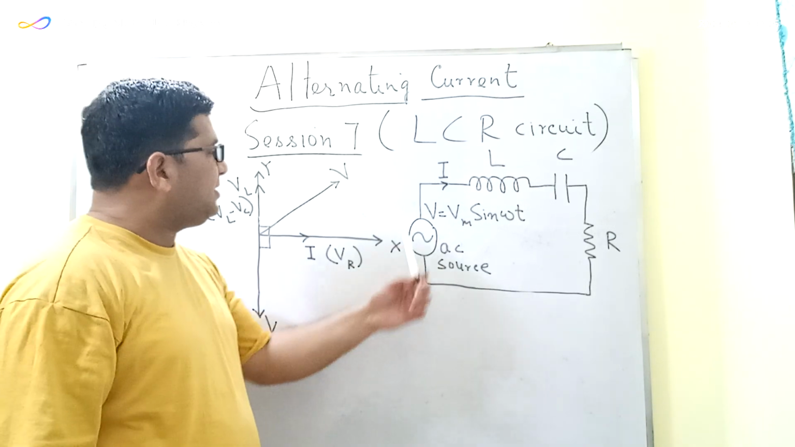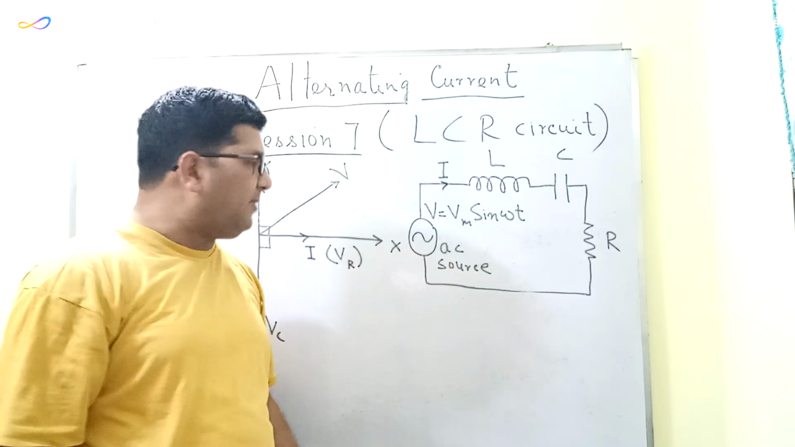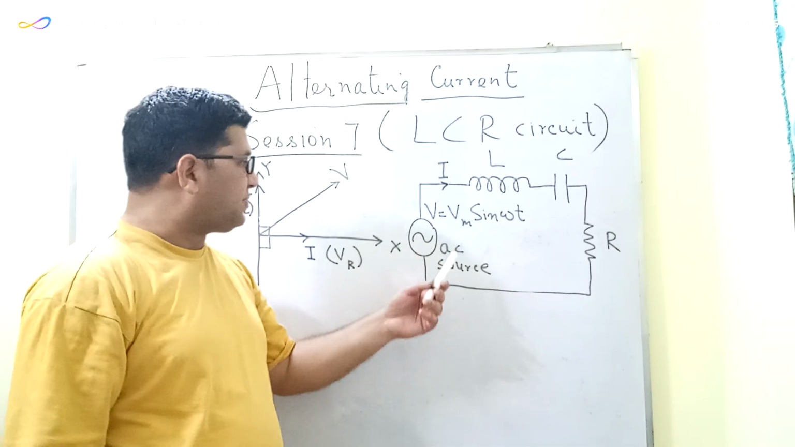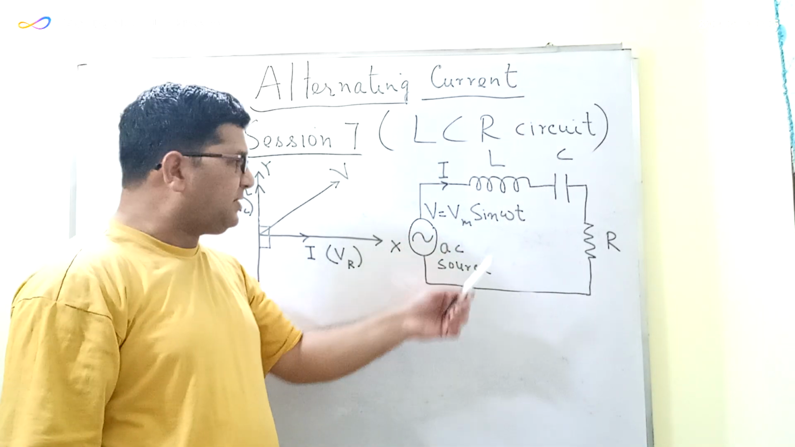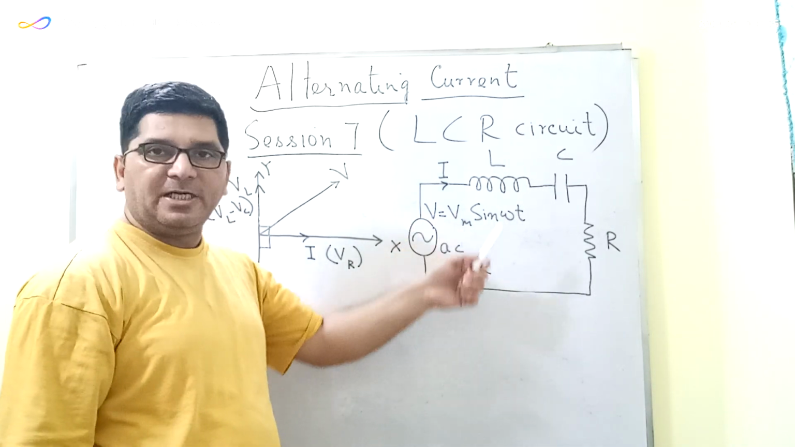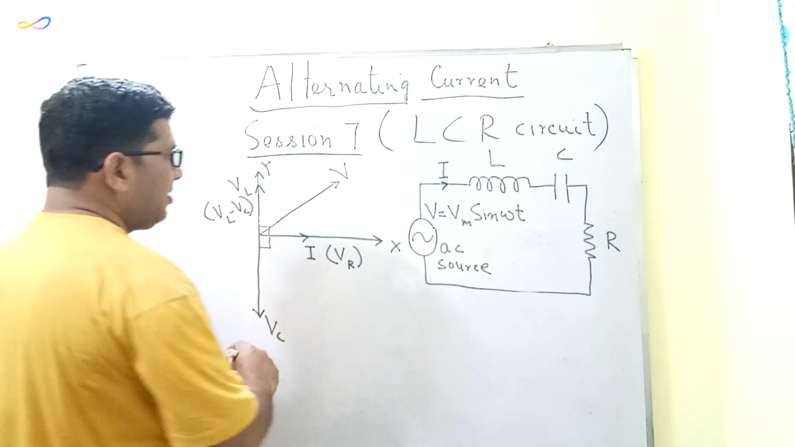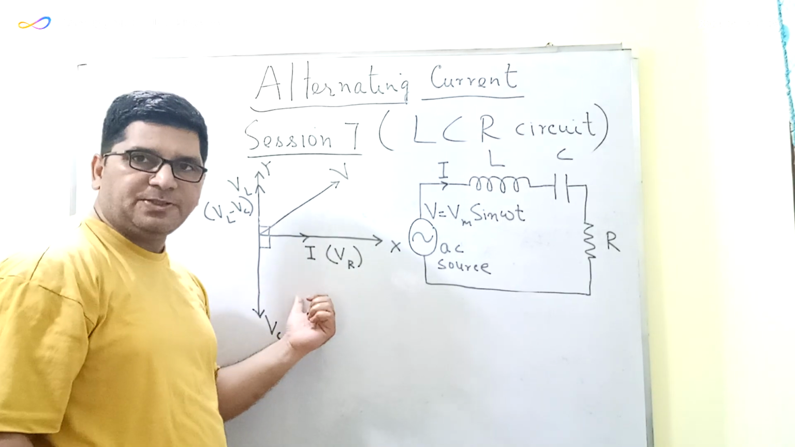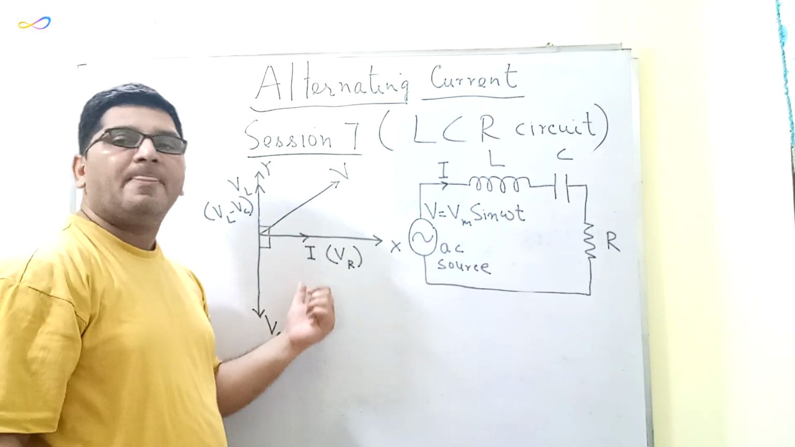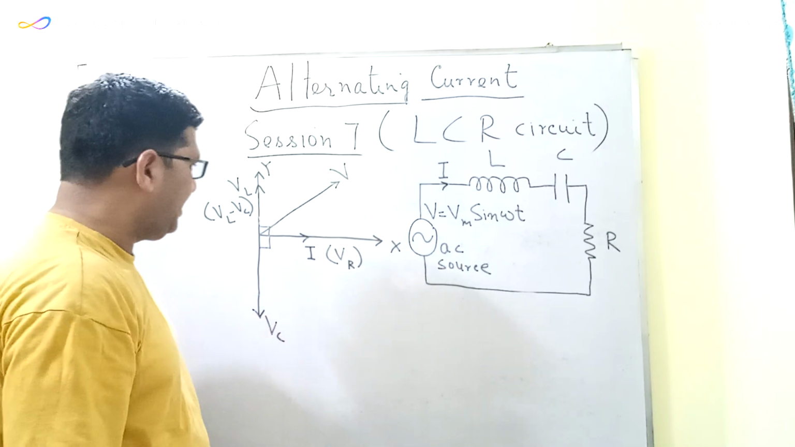Today in this session we will try to derive the phase relationship between this oscillating potential difference and the oscillating current which is flowing in this circuit. Here I have already drawn a phasor diagram, and this will help us to derive the relationship between the oscillating potential difference and the oscillating current.